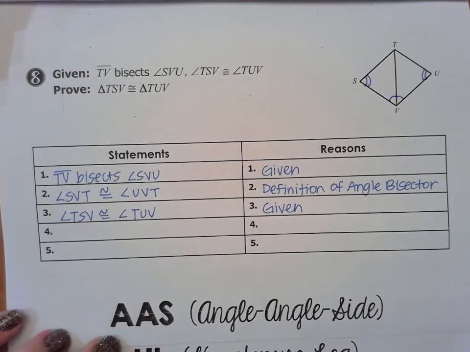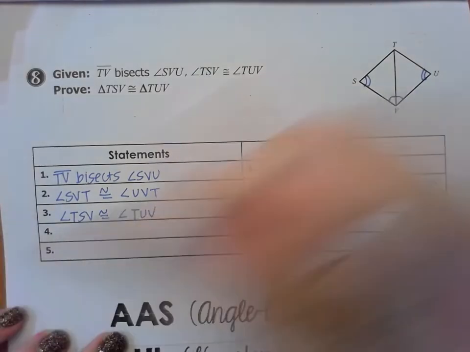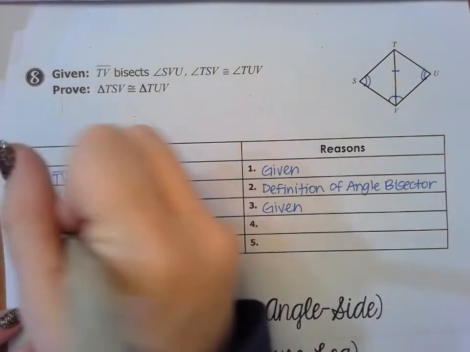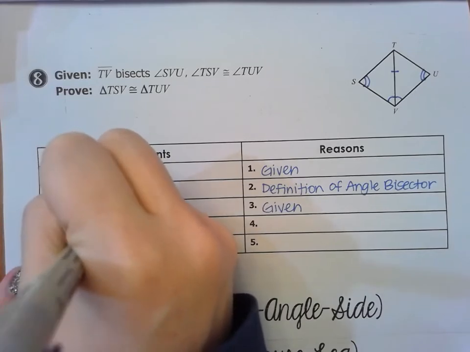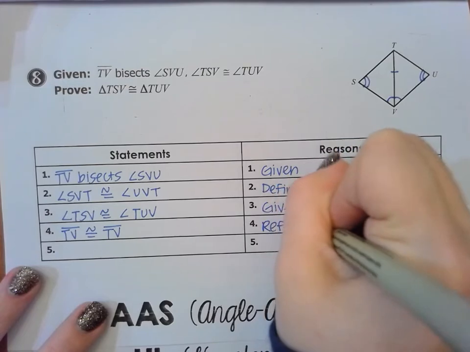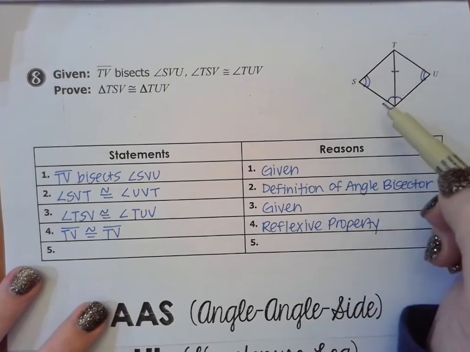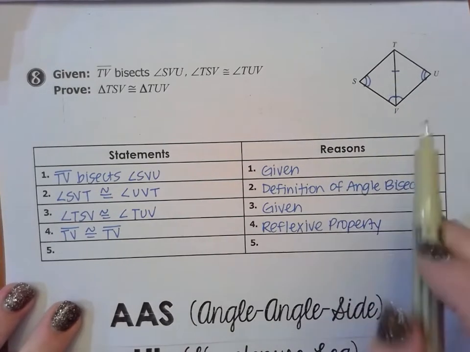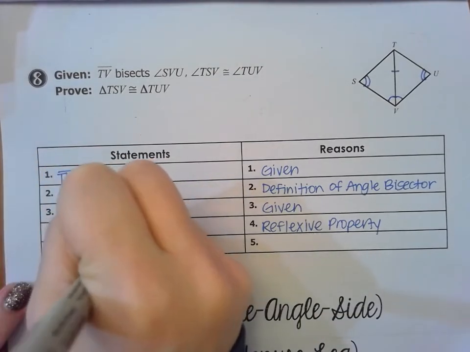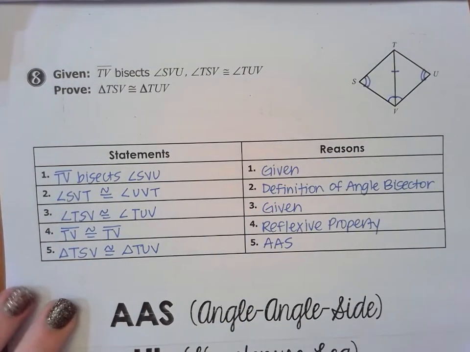And we're trying to do angle, angle, side. So we have angle, angle. Well, what do we know about TV? It's congruent to itself by the reflexive property. So TV is congruent to TV by the reflexive property. Well, guess what? We now have angle, angle, side. So these two triangles are indeed congruent. Triangle TSV is congruent to triangle TUV by the angle, angle, side postulate.